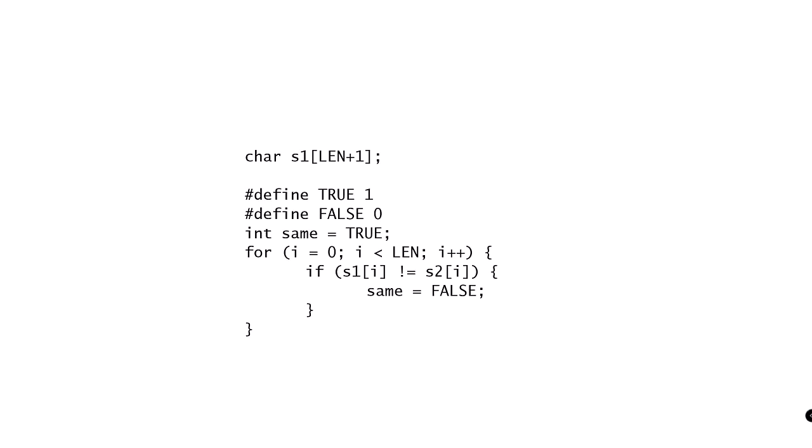This loop tests S1 against another string, S2. It tests character by character. When it finds that the two strings disagree at a given position, it sets same to false and exits the loop.